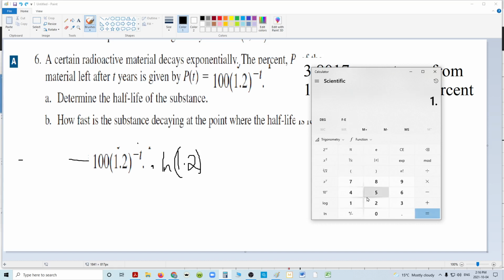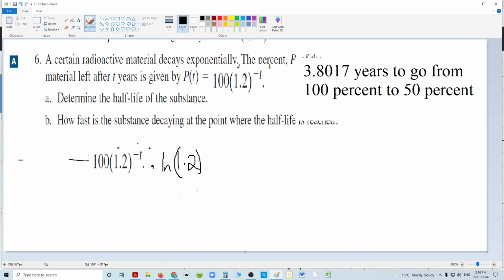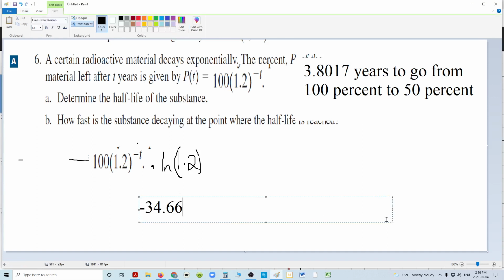Let me just see something here. Yeah, okay, that makes sense. So 1.2 to the power of negative 3.8 is 0.5, and then when I multiply that by negative 100, I get that, and then I have to multiply that by the ln of 2. So I get this, and I hope that's right, that it is decaying that much percentage per year at year 3.8.